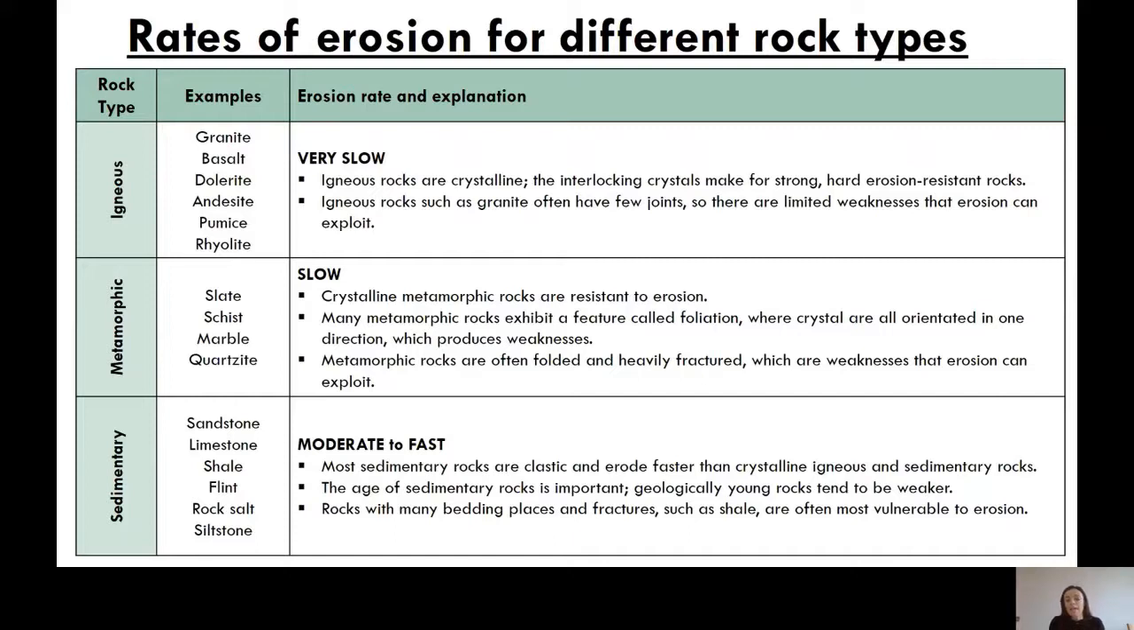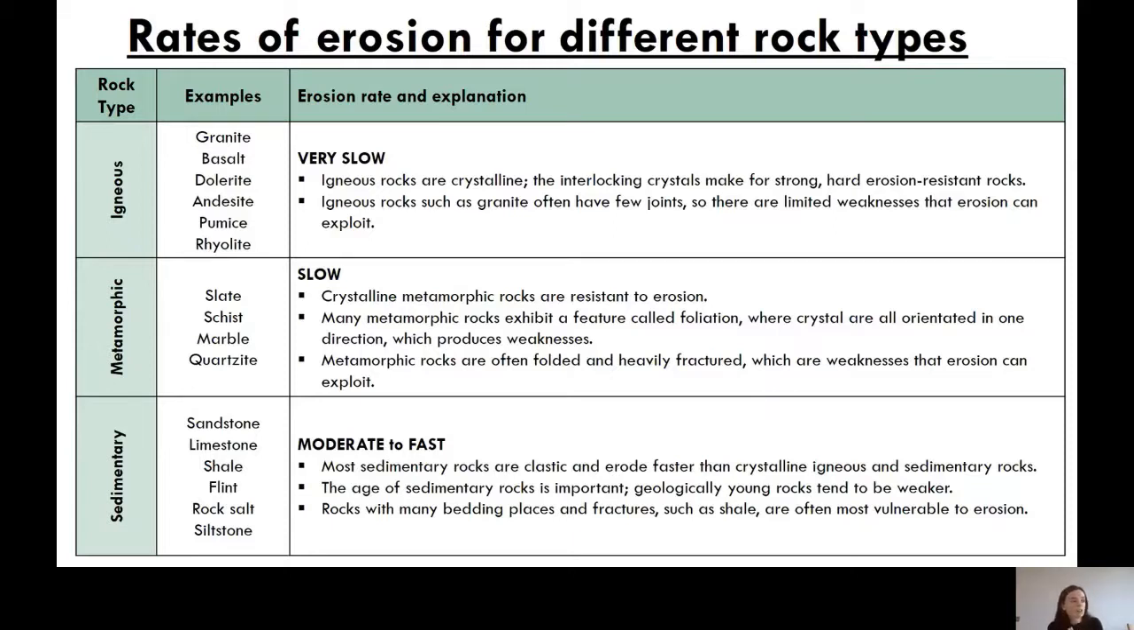Then we have metamorphic. Now, metamorphic is also hard rock, but not as hard as igneous. Okay, so it's also quite crystalline, but metamorphic rock has usually been folded and bent during tectonic processes, so it does have more folds in the rock, and it's quite heavily fractured, which are weaknesses that can be eroded by the sea. Slate and marble are examples there.